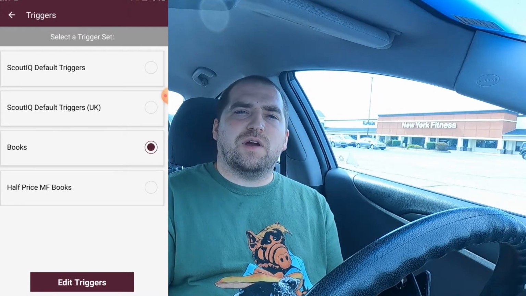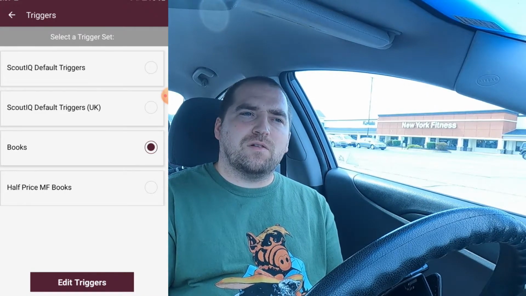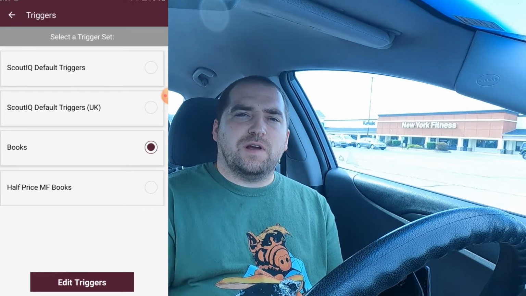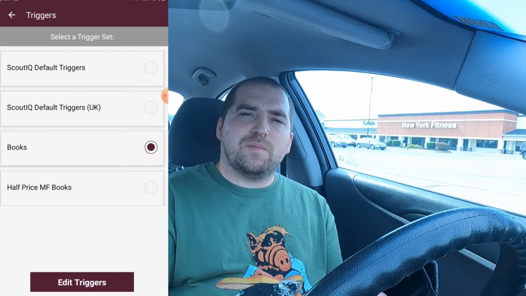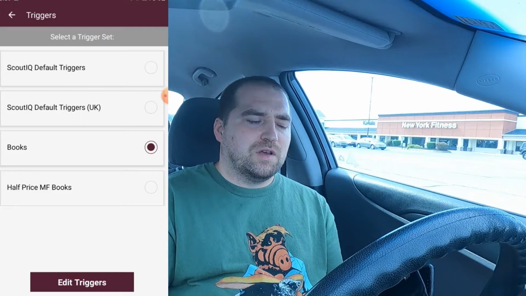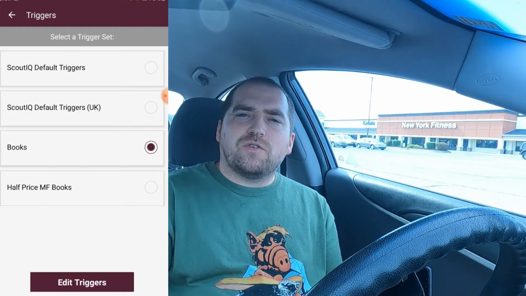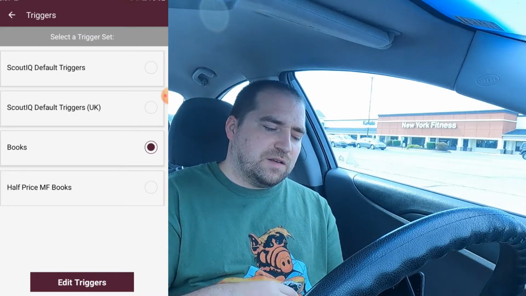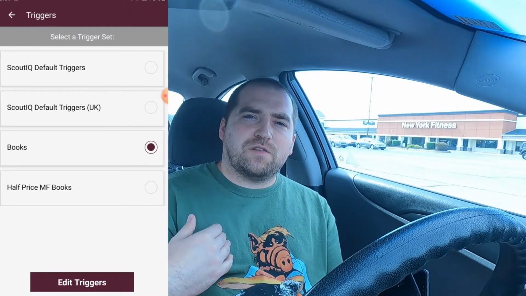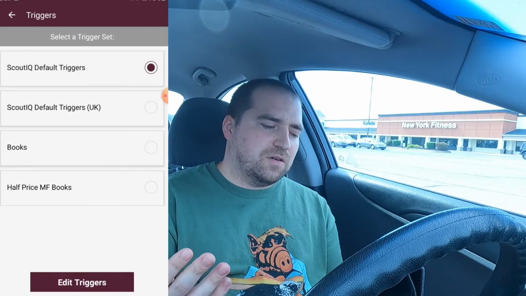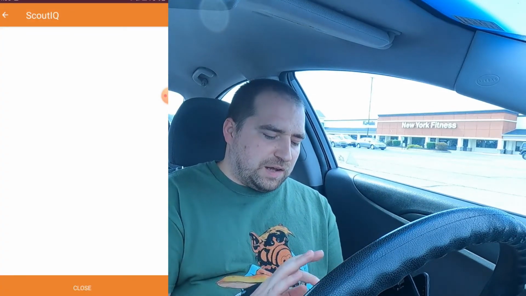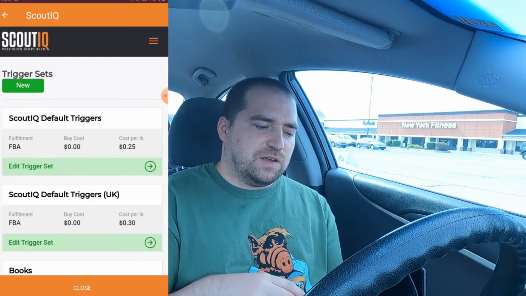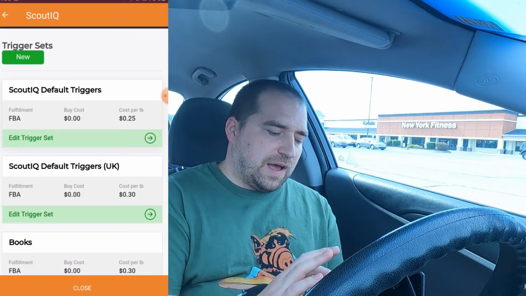So it's different everywhere, you know. Maybe your books are cheaper where you live. Maybe you can get them for $1, or even if you're getting them for free, if you're just doing free book pickups and you're not doing thrift stores, you can lower that. If you get something that's worth $2, you can send it in. So it's different for everybody. I just wanted to show you guys my trigger set and why it works for me and explain a little bit of ScoutIQ. So let's take a quick peek at their default trigger set just so you guys can see what they have versus what I have.